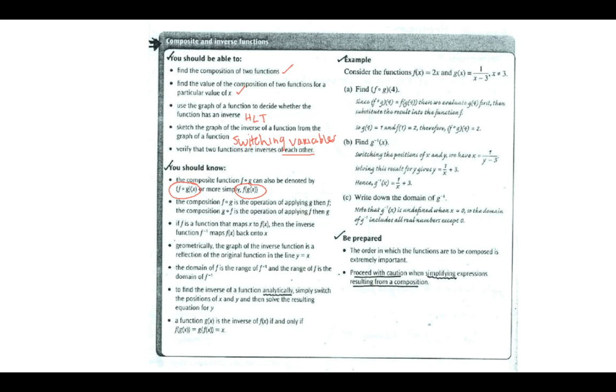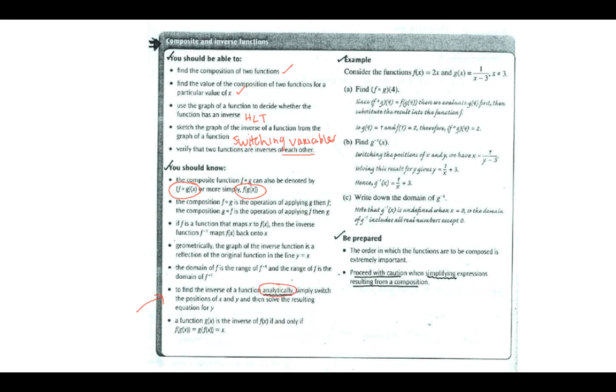So you're undoing it. If this was my input and this is my output, this is my domain, this is my range, it switches. Geometrically, the graph of an inverse function is a reflection of the original function over the line y equals x. That was one of our fun facts. The domain of f is the range of f inverse. The range of f is the domain of f inverse, right? So there are a lot of connections here. To find the inverse of a function analytically, simply switch the position of x and y and then solve the resulting equation, right? We did a lot of this. We did inverses using composition to verify, and then we did it solving algebraically or analytically.